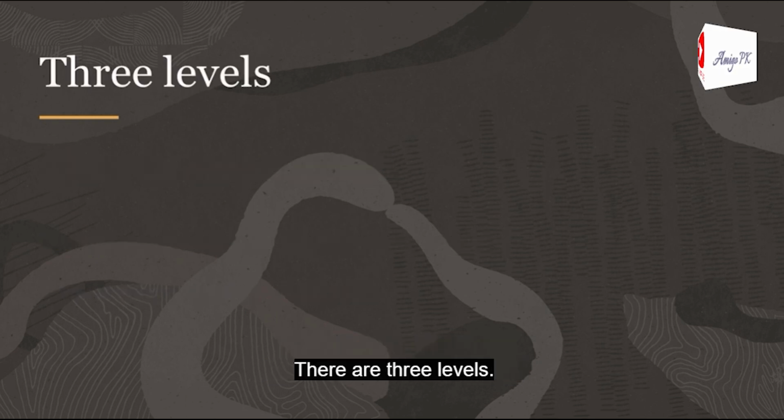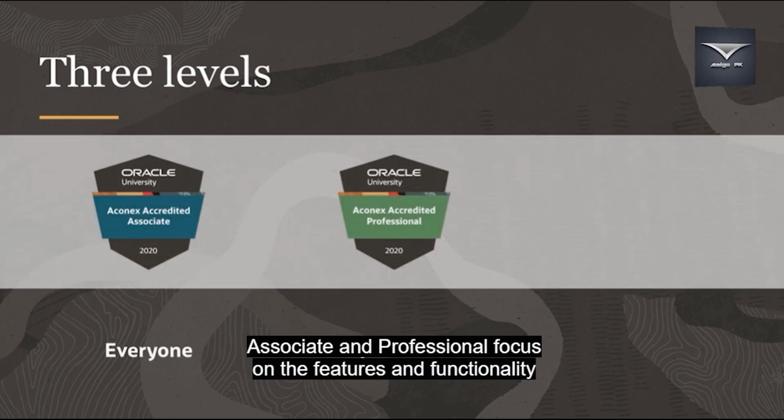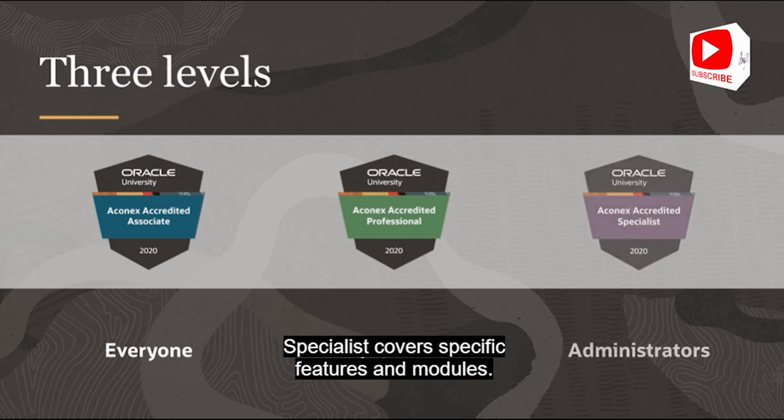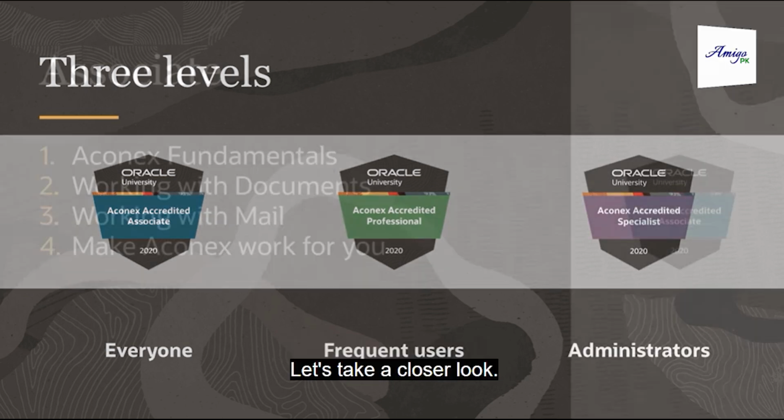There are 3 levels. Associate and Professional focus on the features and functionality that the majority of people will use. Specialist covers specific features and modules. Let's take a closer look.